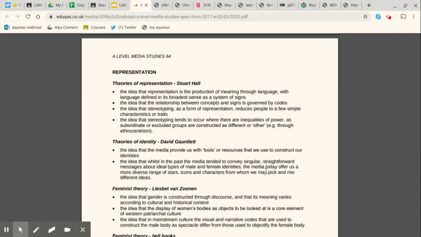Moving on from that, David Gauntlett says that the media provides us with tools that we use to construct our identities, and that while in the past the media tended to convey singular, straightforward messages, today they offer us a diverse range of stars, icons, and characters from whom we may pick and mix different ideas. So your key words for David Gauntlett are tools, construct our identities, singular and straightforward messages, and also pick and mix. The binary opposite of singular is pluralistic, so you may also choose to use that word when you discuss your representations in relation to David Gauntlett.